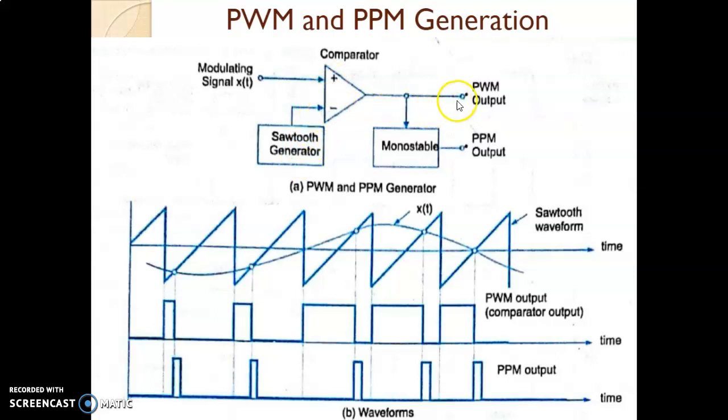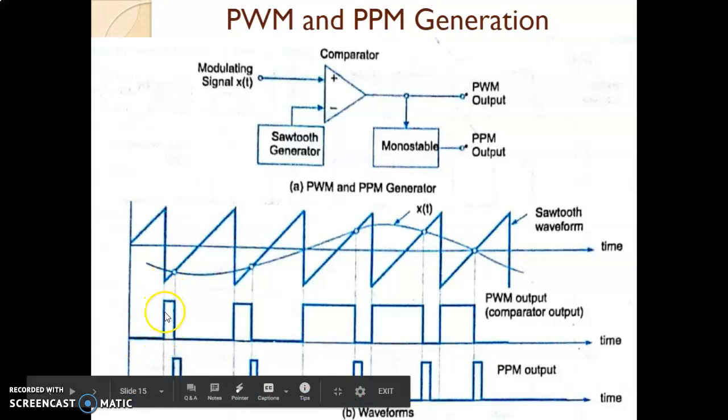So output of comparator will remain low unless and until modulating signal amplitude is increasing beyond the sawtooth waveform. So when the modulating signal amplitude increases beyond sawtooth generation waveform, then the output of comparator will be high. For all other cases, output will be low.